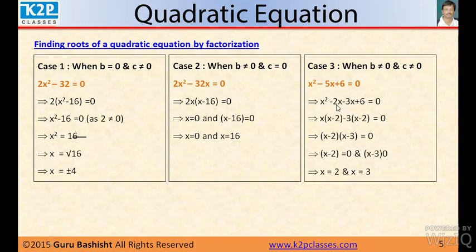From the first part we can take x as common, so x minus 2. From the last two terms we can take minus 3 as common, so it will be x minus 2 equal to 0. So if we take x minus 2 common, it becomes x minus 3 equal to 0. So either x minus 2 is 0 or x minus 3 is 0. So either x equal to 2 or x equal to 3. That is the solution of this quadratic equation.